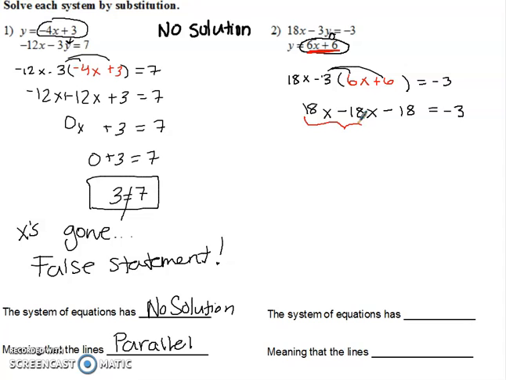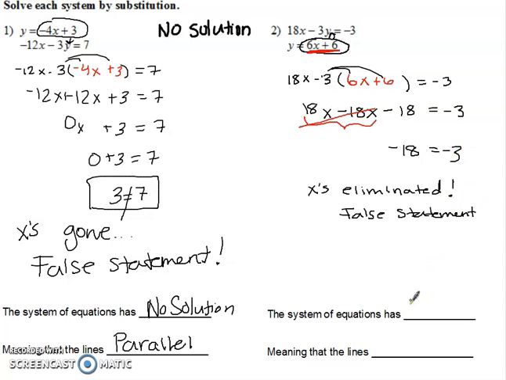When I subtract 18x and 18x, these are inverses, meaning they cancel each other out. 18x minus 18x leaves me with no x's at all, so -18 is equal to -3. Now our goal is to find the value of x that makes this statement true, but all of our x's were eliminated. Or in other words, our x's are gone, and we have a false statement. There is no way that negative 18 could ever be equal to negative 3. So this system of equations has no solution. If there's no solution, that means that our lines are parallel.